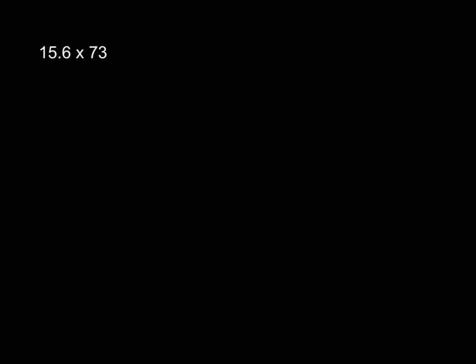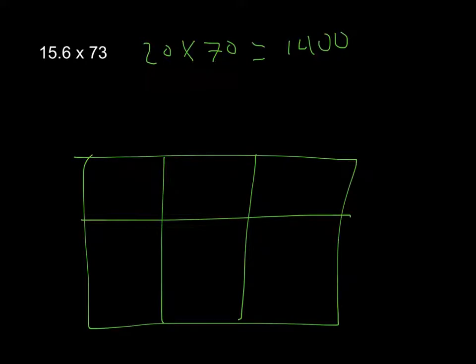15 and 6 tenths times 73. We are going to estimate, and realistically, I would just do 20 times 70, which gets you 1,400. Okay, and let's solve it real quickly. Start with the area model and then do the algorithm. Remember, we're doing this in tenths, so we're going to have 100 tenths, 50 tenths, and 6 tenths. And write tenths so that you remember.